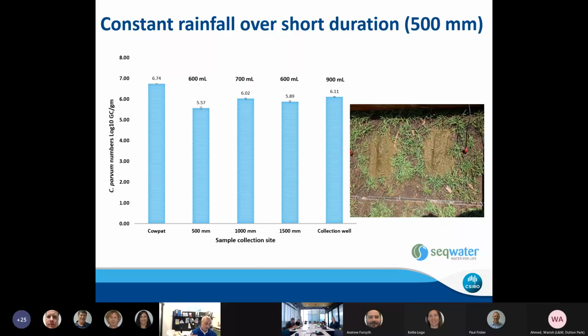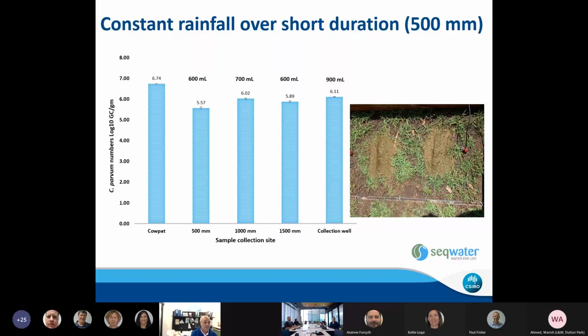Okay, so what we did then was we realized that there is no visual disintegration of cow fecal material with the amount of rainfall we were applying. Then the second round was to simulate a high intensity, constant rainfall event.